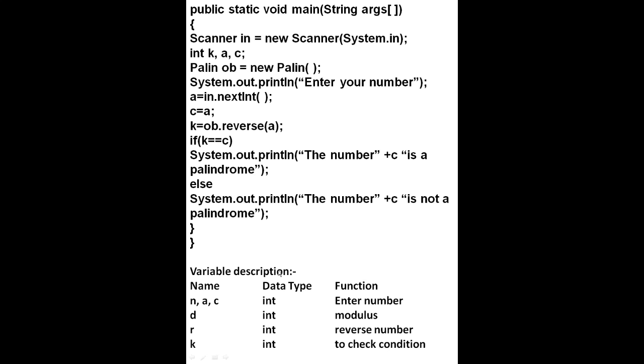Now we will write the variable description also. Most of the students are not writing the variable description, so this time I have written it. If you do not write a variable description in the program, you will lose your marks. Now name, data type and function. Here we have taken n as the entered number, a is also the entered number, and c is equal to a, so these three are the entered number. Now d is int, this is the modulus, r is int, the reverse number, and k is int to check the condition. Now next question.